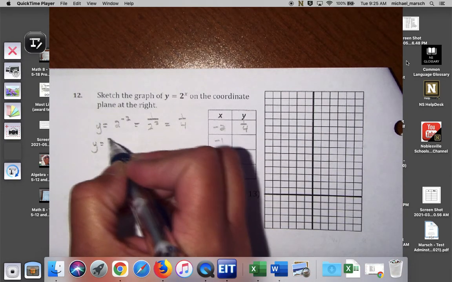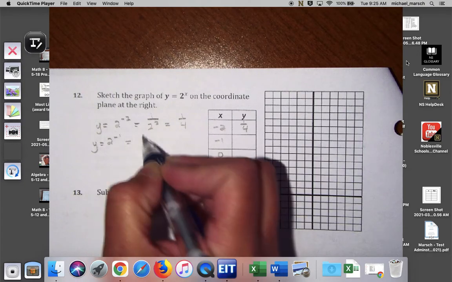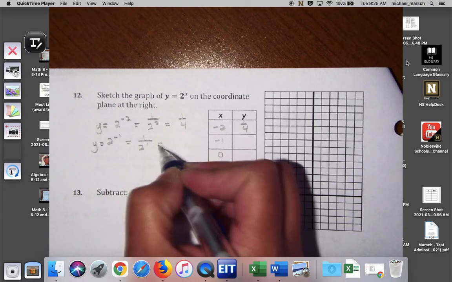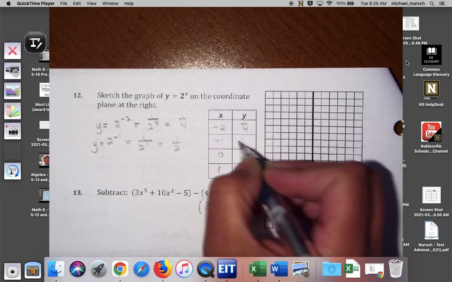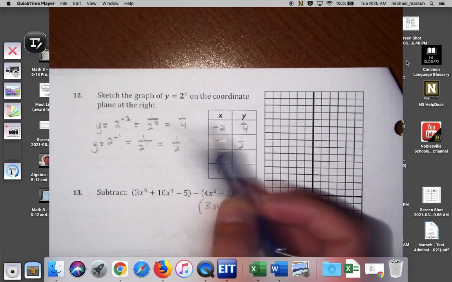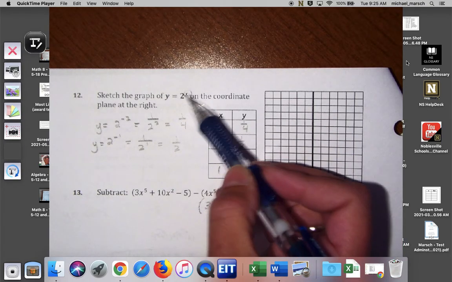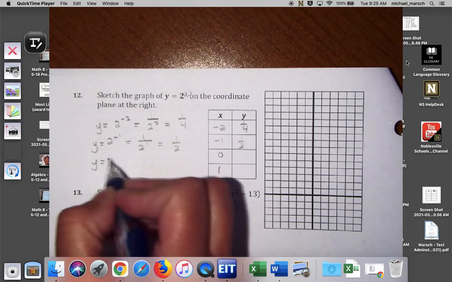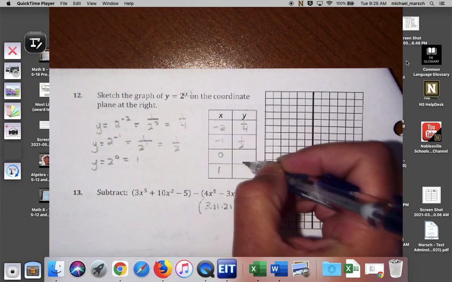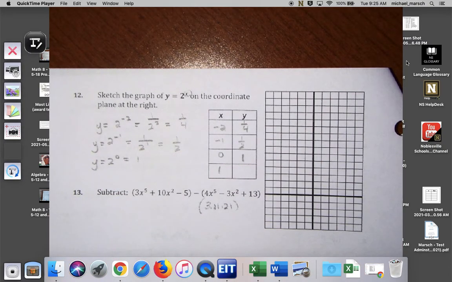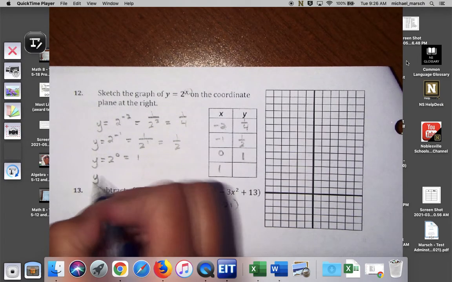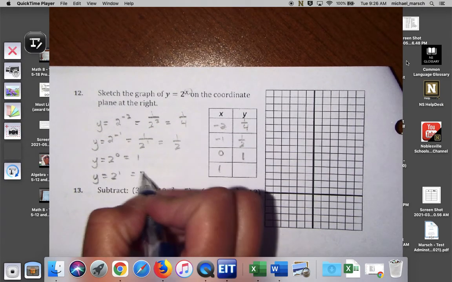2 to the negative 1, can't leave it like that, so I have to do 1 over 2 to the first power, which is 1 half. Do you see how I'm putting these numbers in for where x is, right? Y equals 2 to the 0 power, everything to 0 equals 1. And then 2 to the first power is just going to be 2.